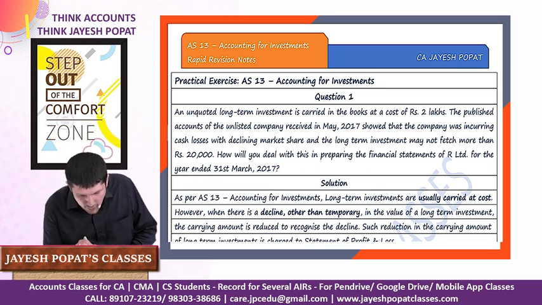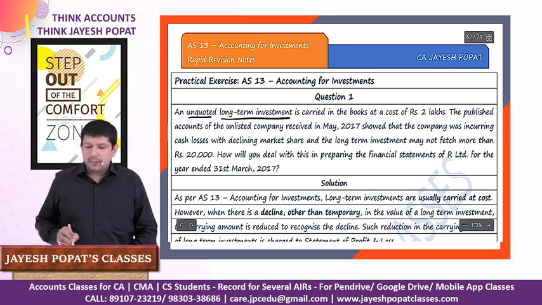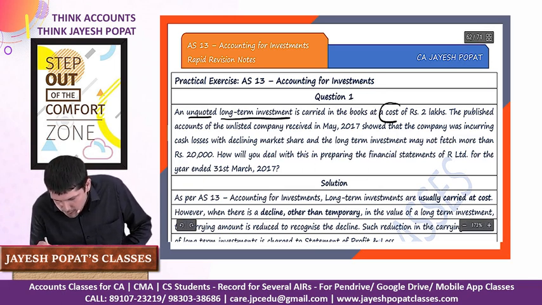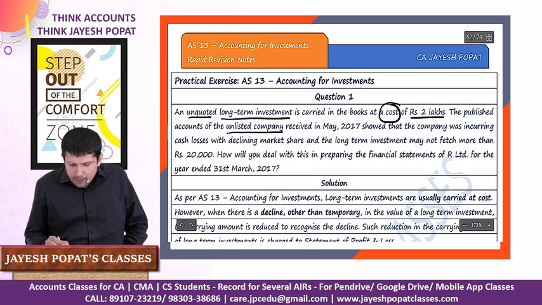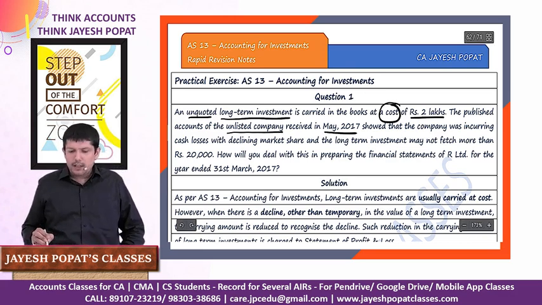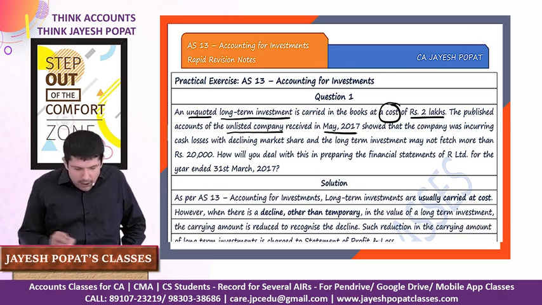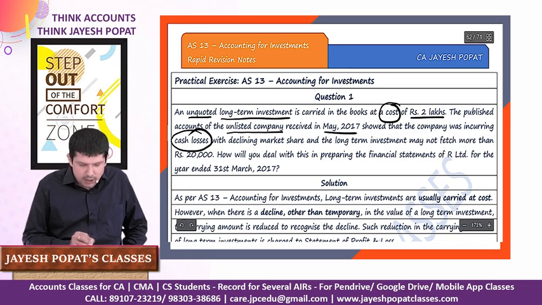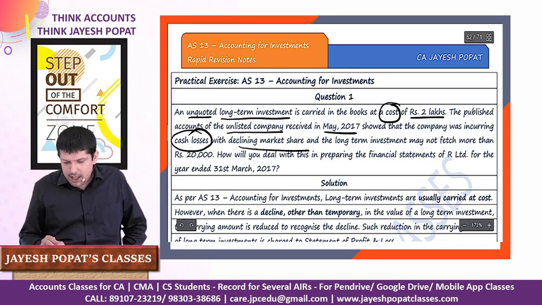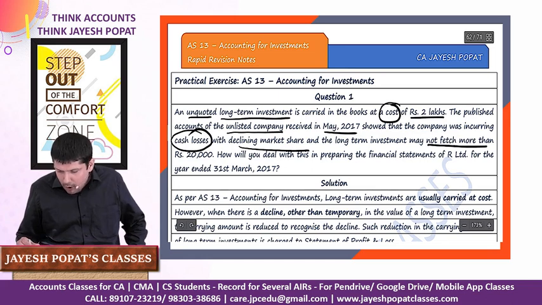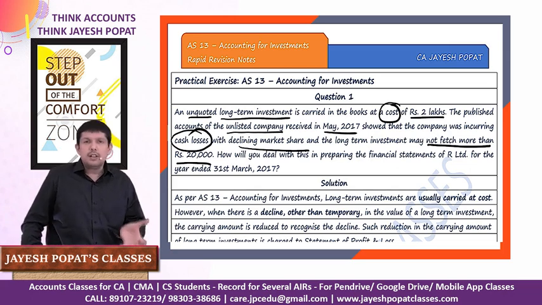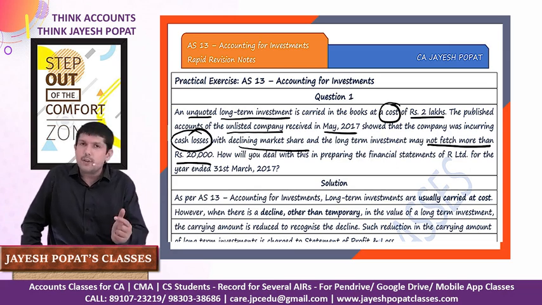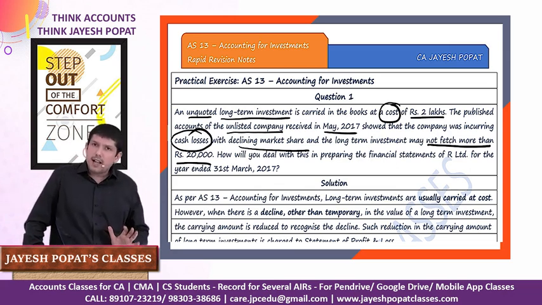It says an unquoted long-term investment is carried in the books at cost of rupees 2 lakh. The published accounts of the unlisted company, which are received by us in May 2017, showed that the company was incurring cash losses with decline in market share, and the long-term investment may not fetch more than 20,000. So our normal rule is that long-term investment should be carried at cost. But if there is other than temporary decline in the value of the investment, we will have to provide for that loss. So here the company is incurring cash losses, right?